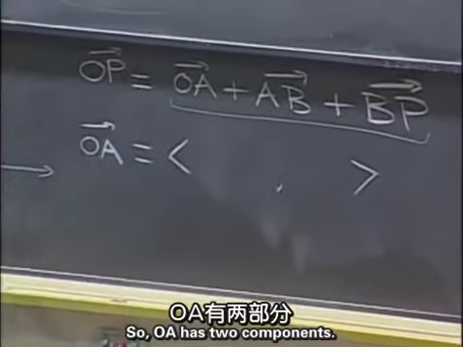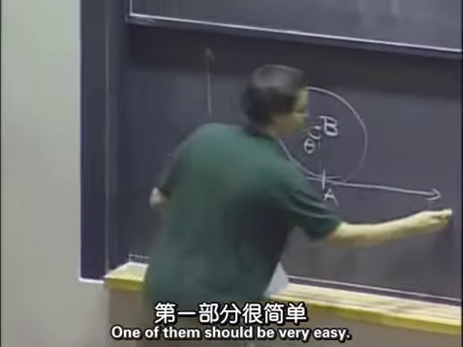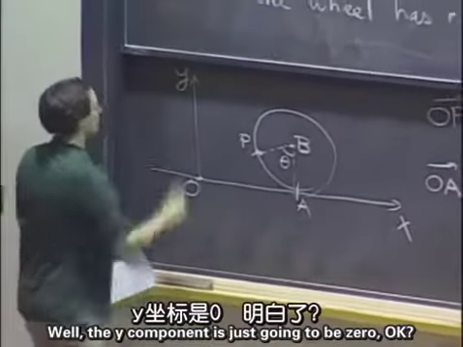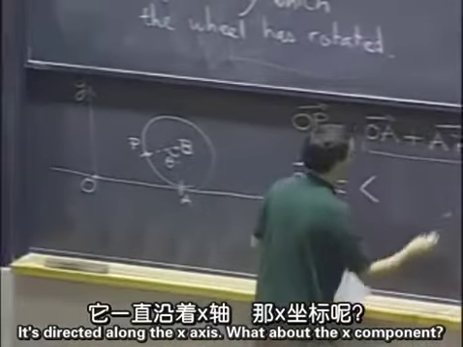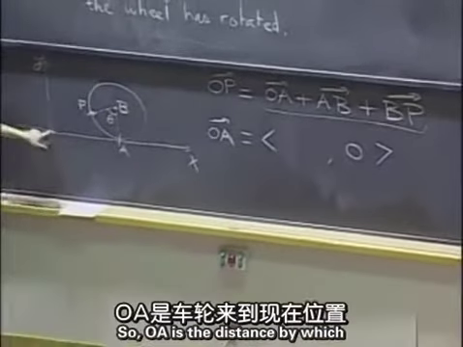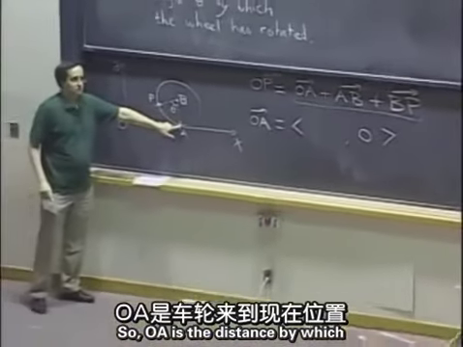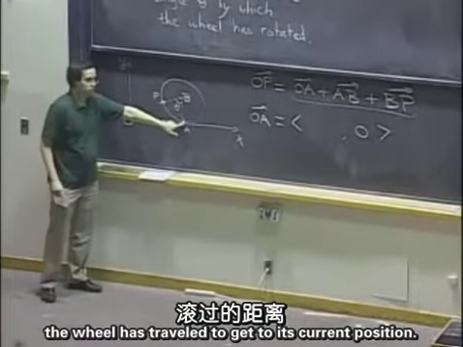So OA has two components. One of them should be very easy. Well, the y component is just going to be 0, okay? It's directed along the x-axis. What about the x component? So OA is the distance by which the wheel has traveled to get to its current position.